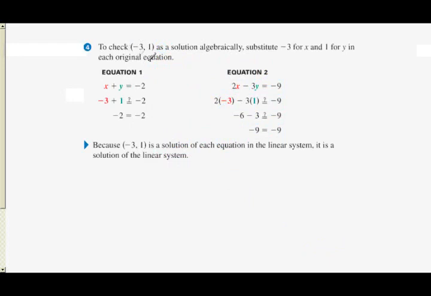So assuming that this is the answer, now we just need to check it. So in equation 1, I plug it in. I plug in -3 for the x and a 1 for the y. That comes directly from the ordered pair. And I do the same exact thing for the second equation. And you see they worked through in the book exactly how we worked for it a couple moments ago. And since it's a solution to each equation, then it is a solution to the whole system.